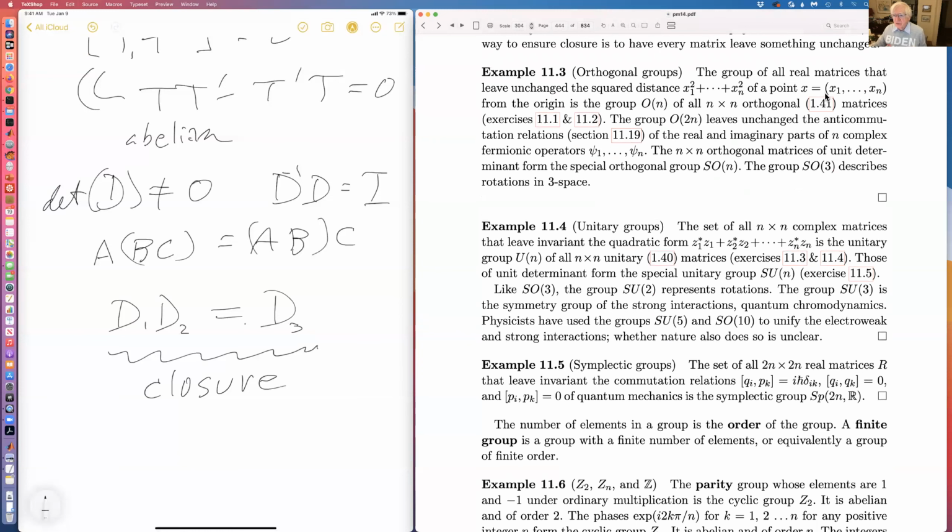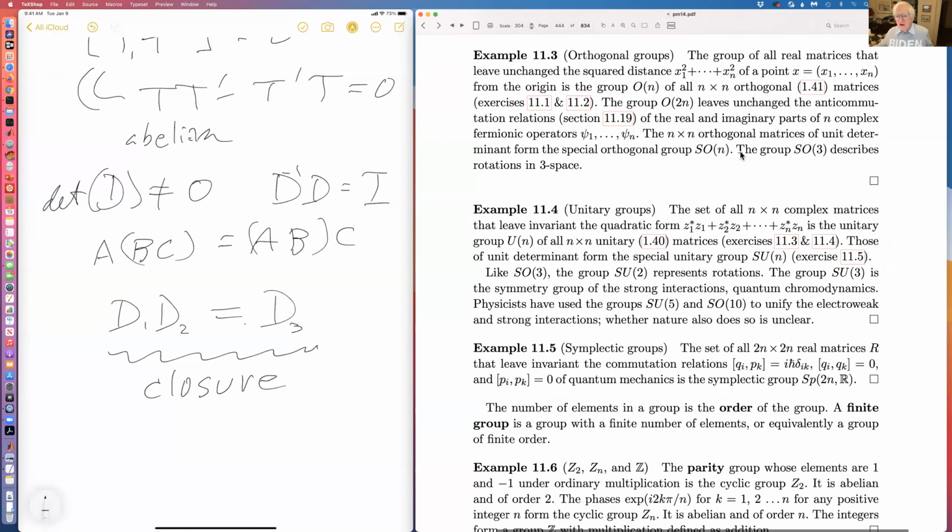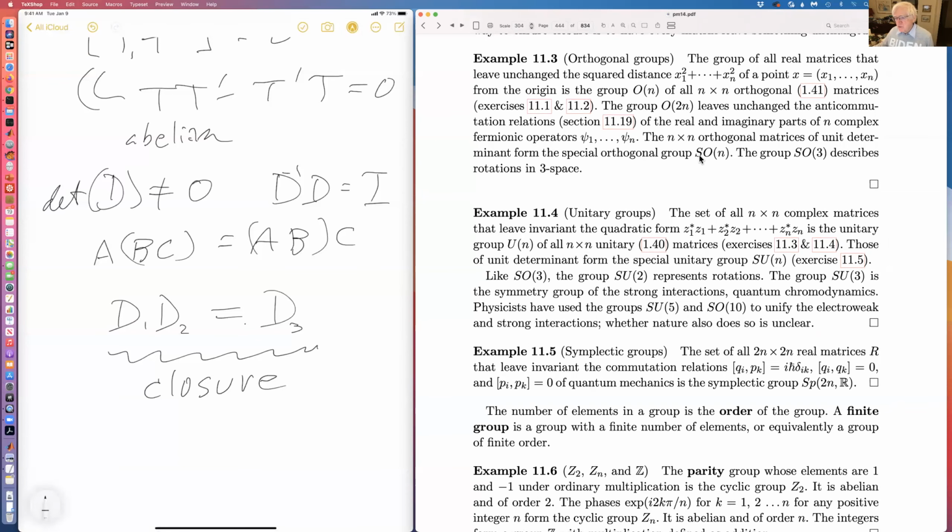So another example is the orthogonal groups. These are real matrices that leave unchanged the square distance of a point from the origin. The group O(2n) leaves unchanged the anti-commutation relations of the real and imaginary parts of n complex fermionic operators. So that's one application of the group O(2n). The n by n orthogonal matrices of unit determinant form the special orthogonal group SO(n). Special, written capital S, means simply that the matrices have unit determinant.